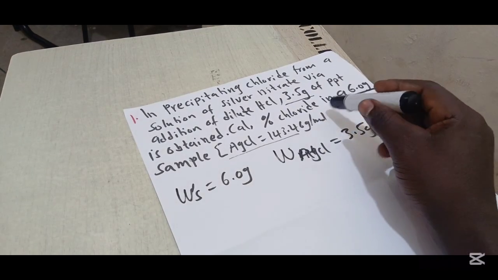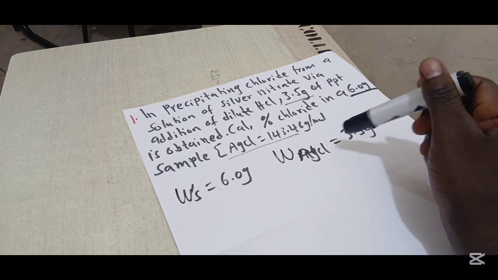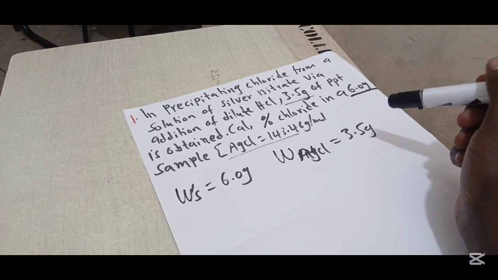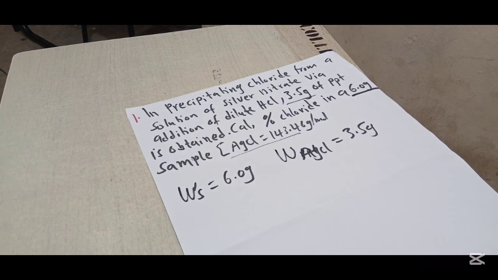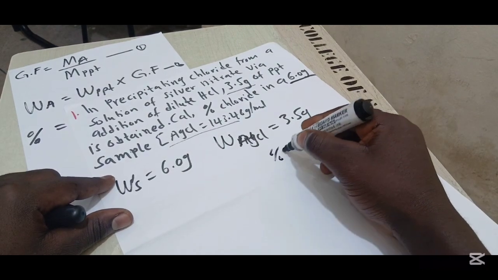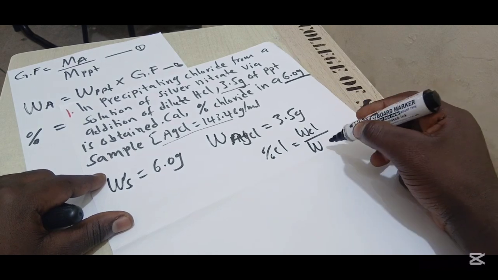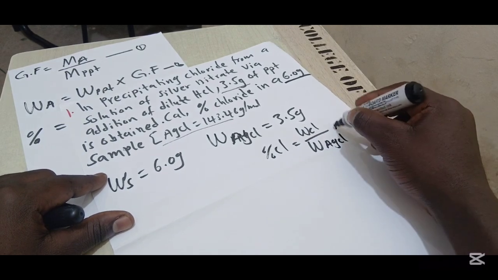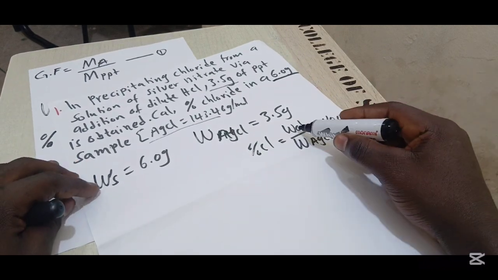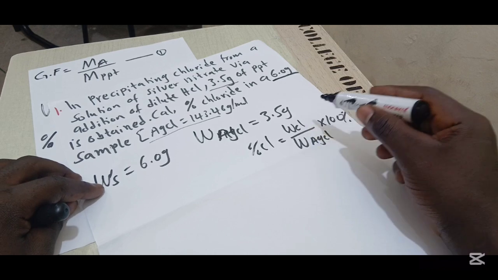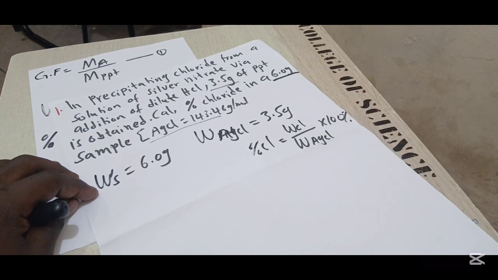We have to calculate the percentage of chloride in the sample, but we need to know the mass of chloride in the sample before we'll be able to calculate the percentage. So we just go ahead and calculate the weight of chloride in the sample. Percentage chloride is going to give us mass of chlorine over mass of sample times 100. In this case, we don't know the weight of our chloride in the precipitate, so we just have to look for that. But we know the weight of our precipitate, which is 3.5. So let's go ahead and do that.